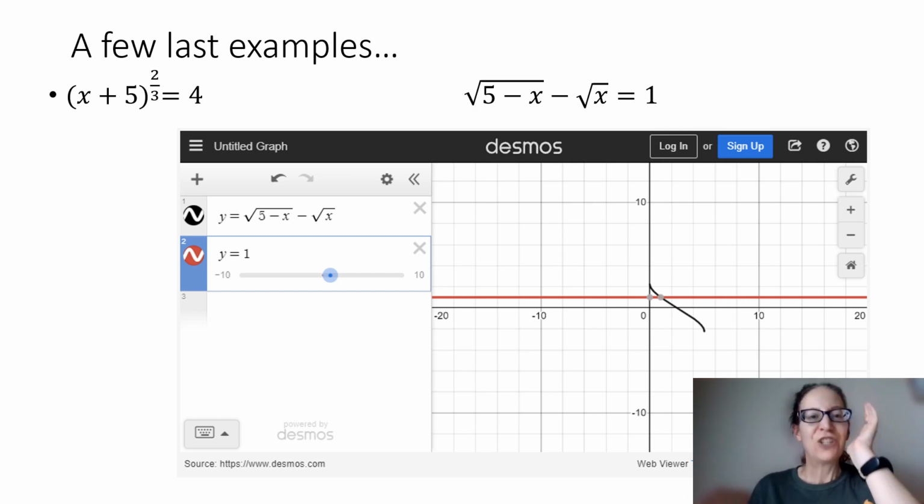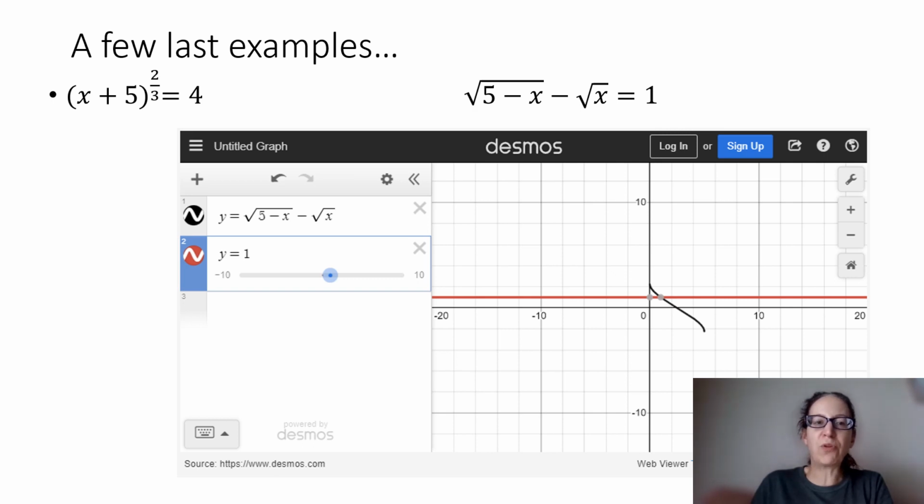So the strategy for doing this on Desmos is you change the equation into a system, and you graph the left side as its own equation. So I'm going to take x plus 5 to the 2/3, and I got that graph, which is actually pretty cool looking. And then I'm going to take the right side and graph that. And what you'll notice is there are 2 points of intersection.